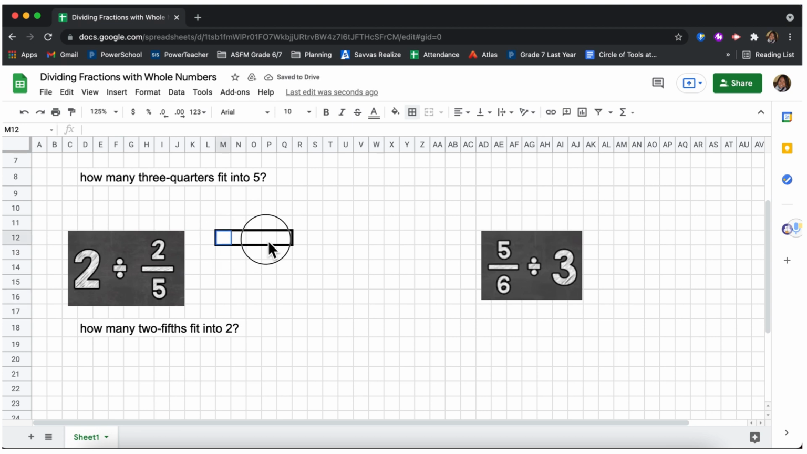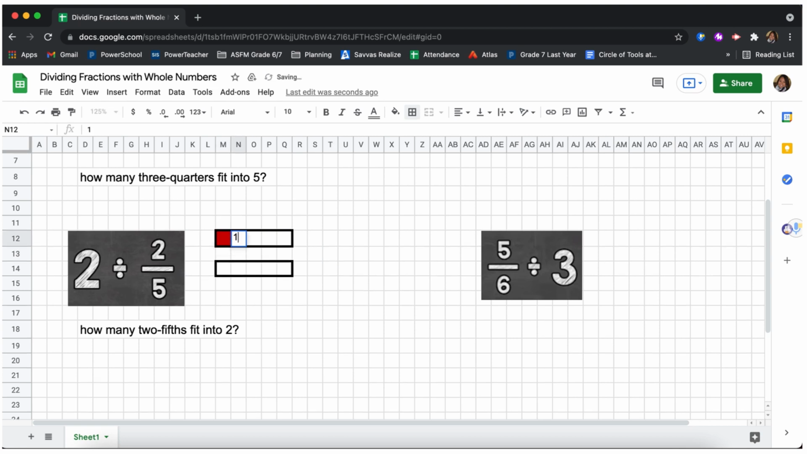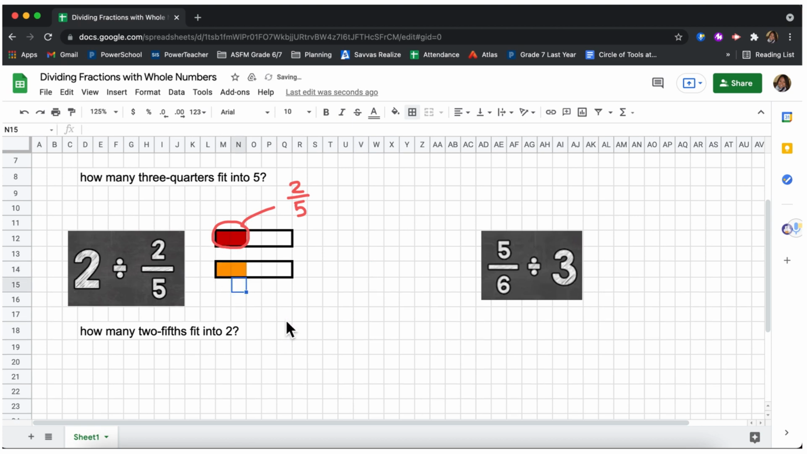Now this is going to represent the whole, but we need 2 wholes, so I'm going to copy and paste. So now I have 2 wholes, and I want to know how many 2/5 fit into 2. So let's color in 2/5 of this first model here. I'll put a 1 and a 1, which makes it red. So right now this model is showing 2/5. Can I fit another 2/5 into 2? Well, I'm going to use the number 2. I can. All right, so 2 pieces is 2/5.